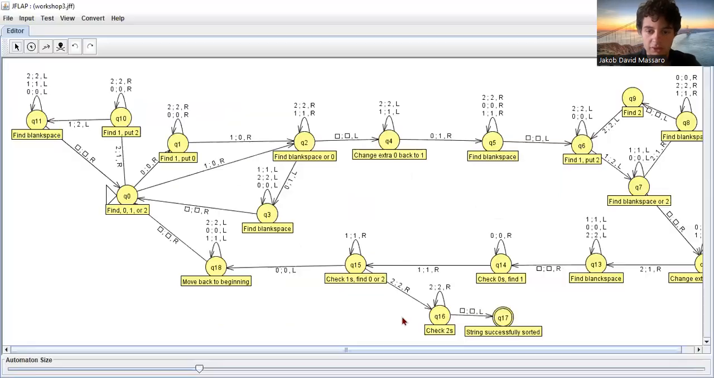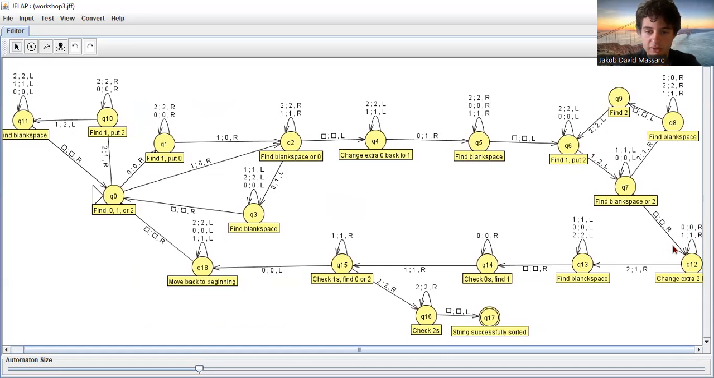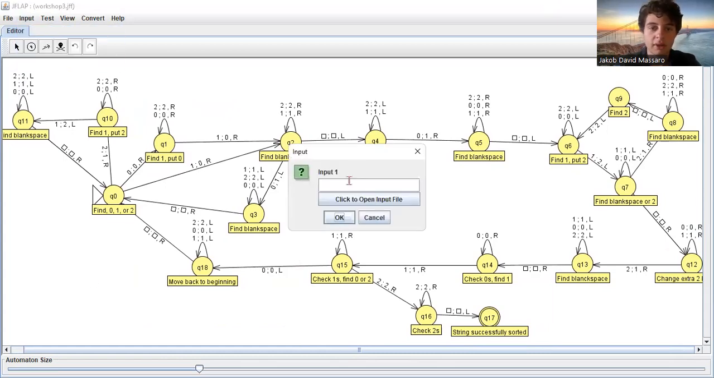Let me just find the screen sharing. Okay, so it should be sharing now. This is the machine that I built to solve this problem. And let me go ahead and step through a few inputs to show you how it works.